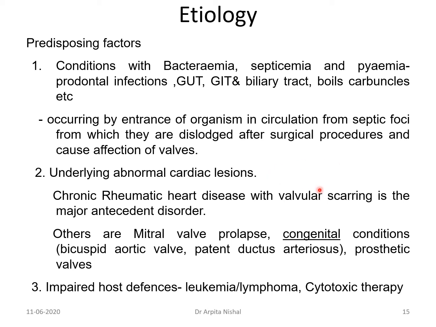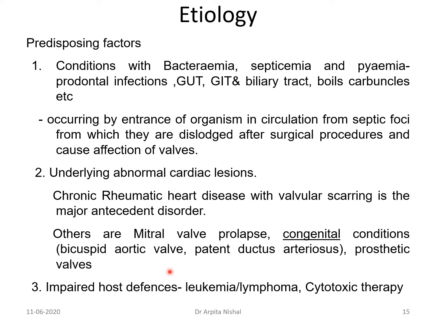The second predisposing factor is the underlying abnormal cardiac lesions. Whenever there is a deformed valve or deformed cardiac lesion, it can predispose to development of infective endocarditis. Of these underlying lesions, the most important one is chronic rheumatic heart disease with valvular scarring, which can be superimposed by infection. Others are mitral valve prolapse, congenital conditions such as bicuspid aortic valve, patent ductus arteriosus, and as I mentioned earlier, prosthetic valves also.